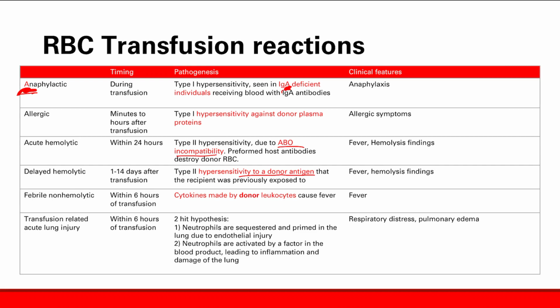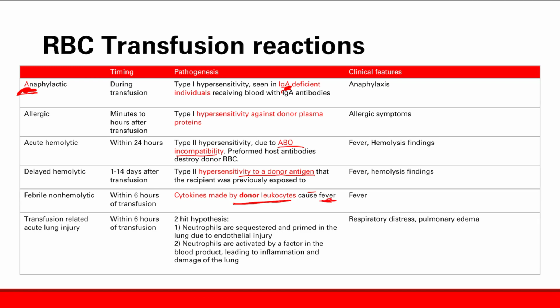Okay? And then finally, febrile non-hemolytic then would be, it's not hemolytic, so how do you get fevers? It's because you have these cytokines from the donor. It has to be the donor. You can't have cytokines in the patient itself, or else they already have a fever. But it has to be in the donor. Cytokines from the donor leukocytes, and once you put them in the patient, they go around and they basically cause a fever in the patient.